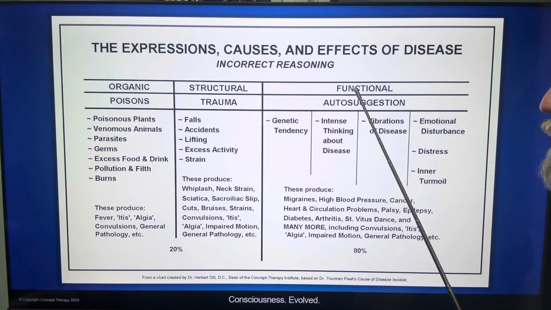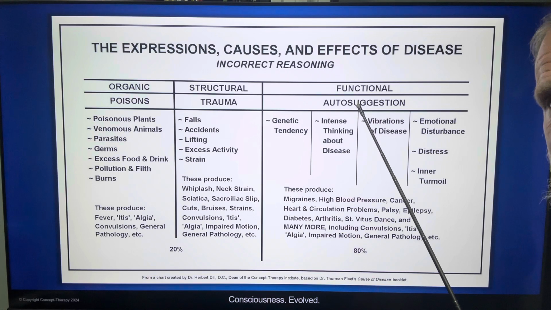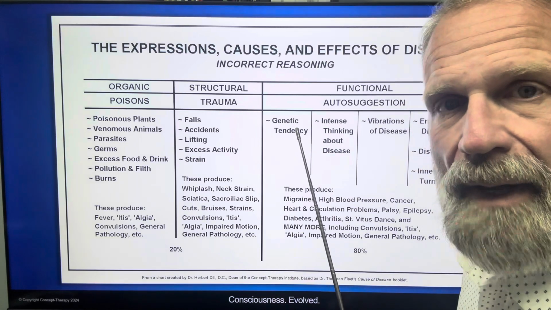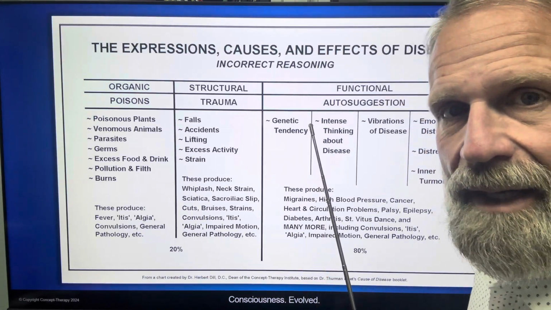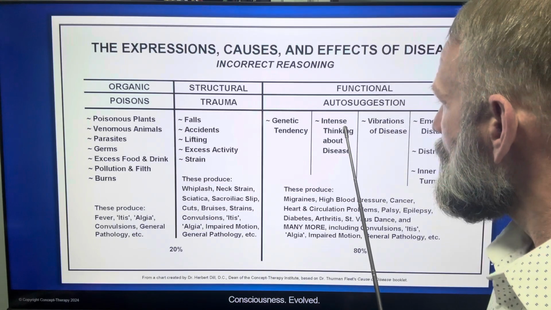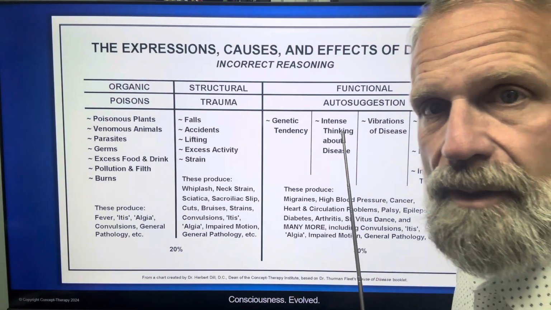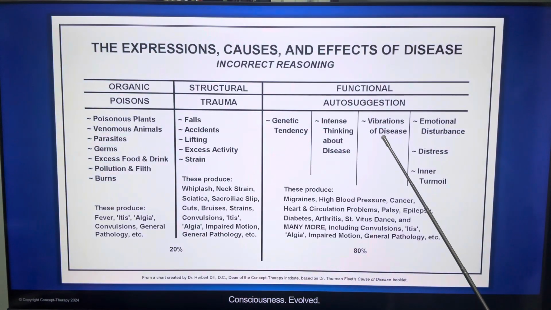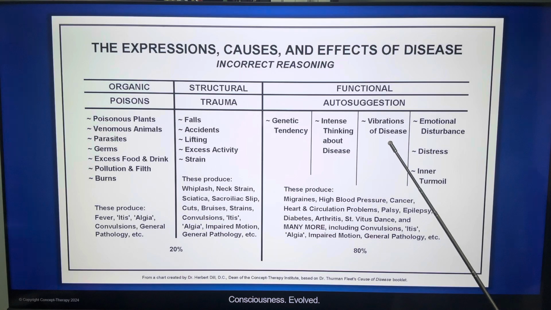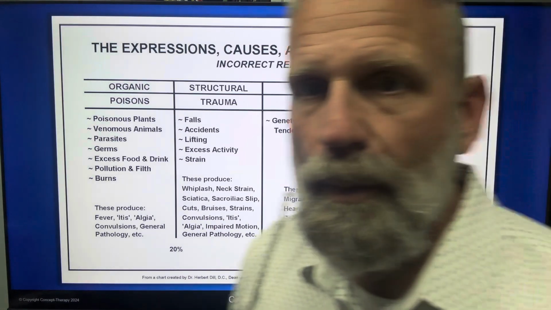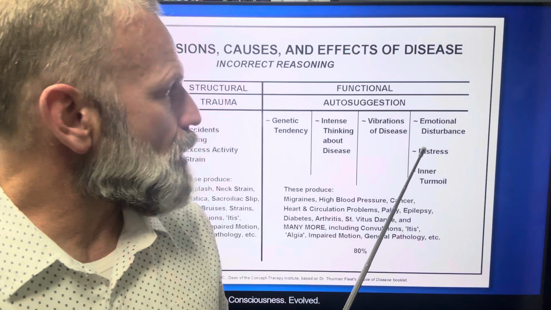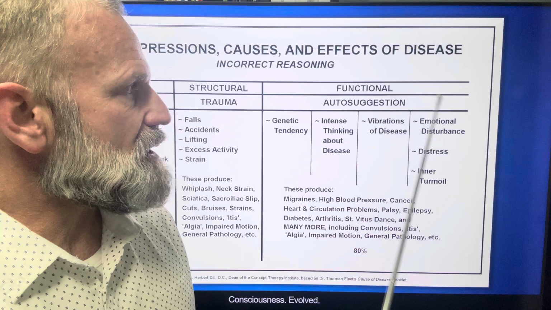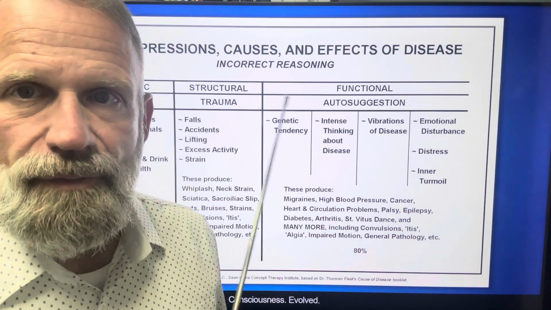And then we have functional expressions, or an autosuggestion comes in the form of either a genetic tendency, like my mom had it, my grandma had it, and if I eat like they eat, and if I do things like they do, I could express it. Intense thinking about disease. So all they want to do is think about disease. That could cause it. Vibrations, you're around the idea of disease. And then the ones that we're very familiar with are things like emotional disturbances, distress, inner turmoil. These constitute functional causes for disease.